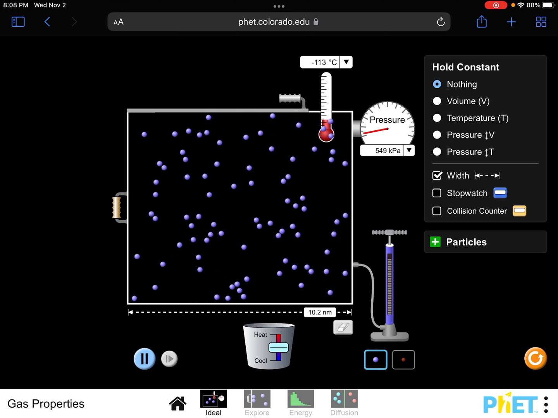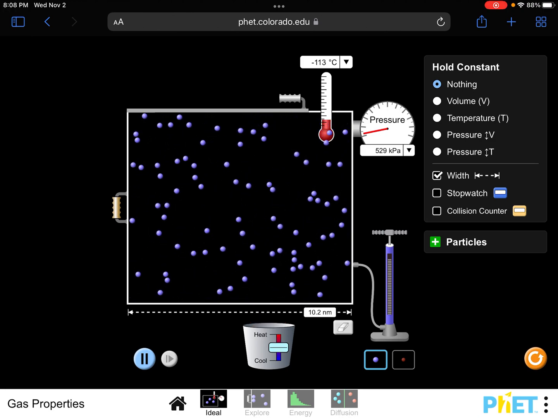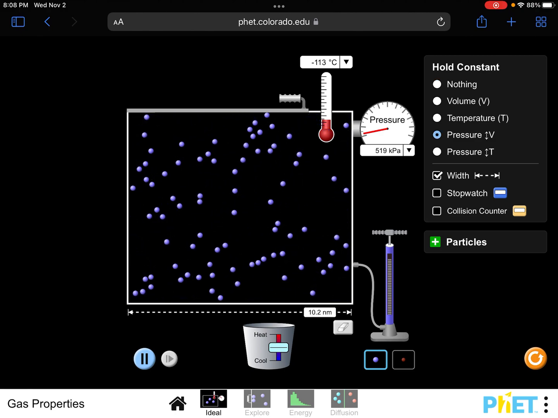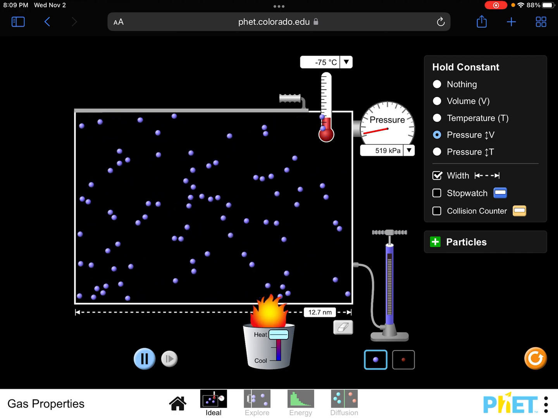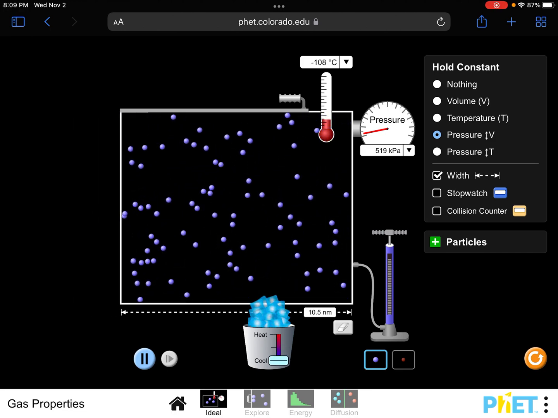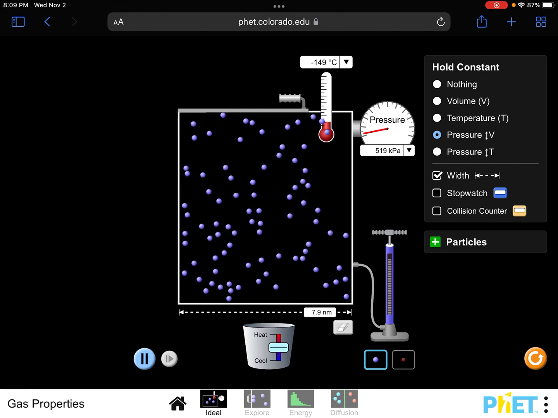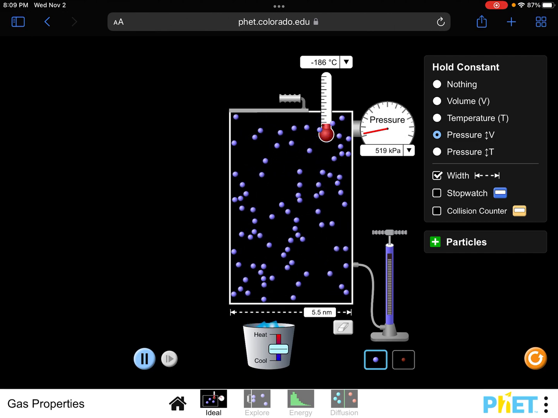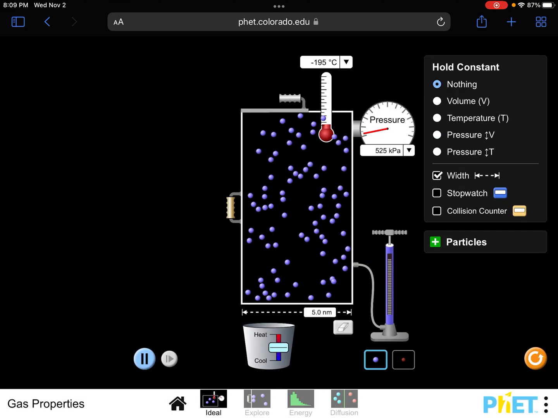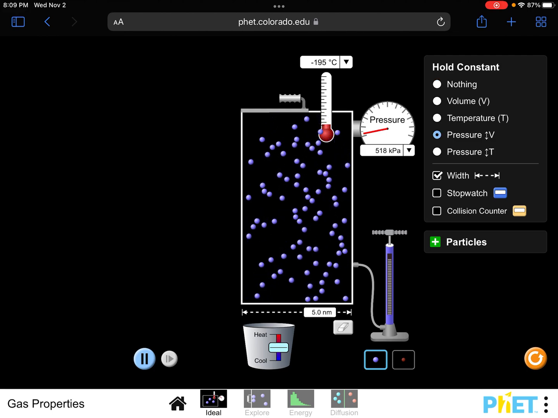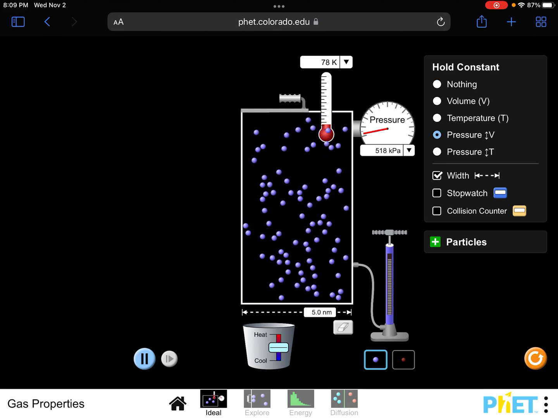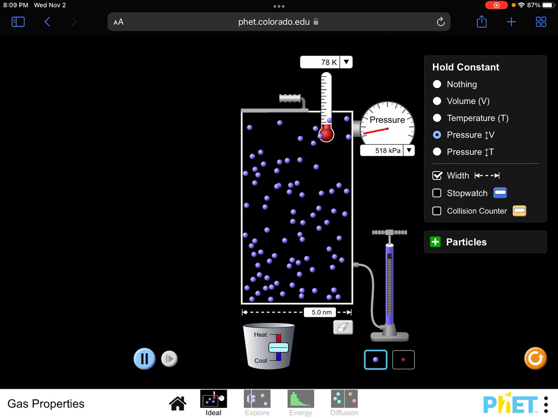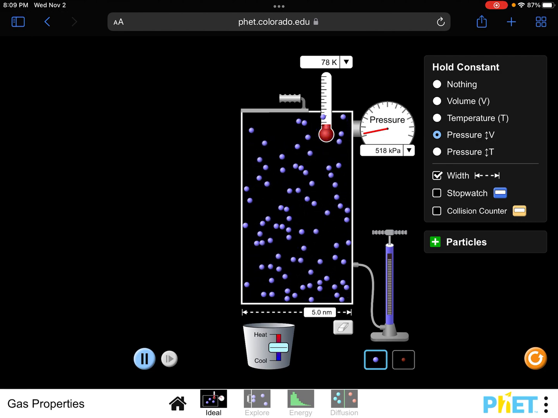Now, Charles' law specifically relates volume and temperature. So if we hold pressure constant again, we can adjust the volume again with temperature. Now, what's not obvious here is what that relationship is. So let me cool this down until we get down to about 5 nanometers. Oh, we're all the way to the end. Okay, so this is 78 Kelvin. So we have to look at this on an absolute temperature scale, which is the Kelvin temperature scale.